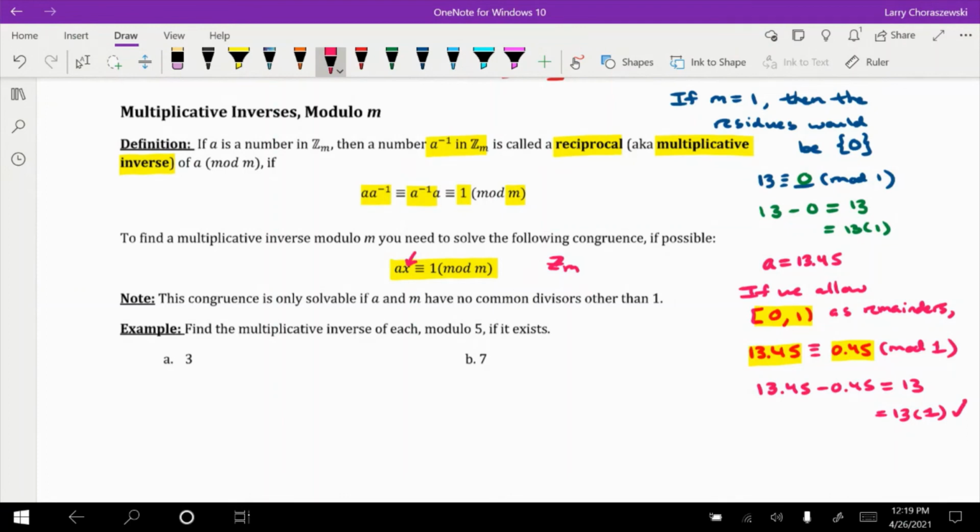One of the results in number theory says that this congruence is only solvable if A and m have no common divisors other than 1. We say that they're relatively prime in that case. Now, in practice, in real life, this modulus m is typically a very large prime number because it satisfies two things at the same time.